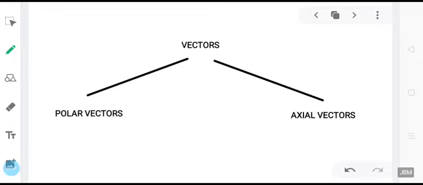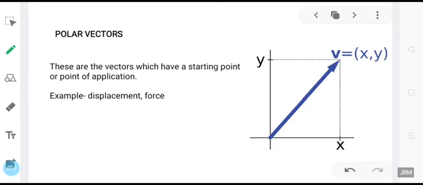Vectors can be divided into two types: polar vectors and axial vectors. Polar vectors are the vectors which have a starting point or a point of application. For example, displacement and force are polar vectors.